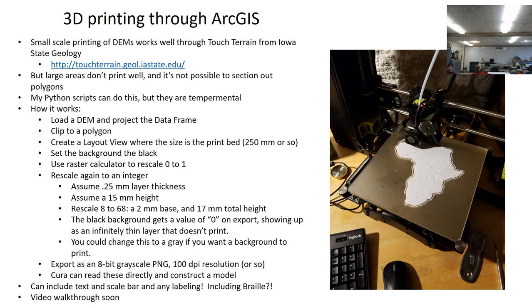You peg your highest value to those 8 layers plus 15 times 4, right? 4 layers per millimeter, 15 millimeters, so 60. So it goes from 8 to 68, and then you set your background of the map to 0.